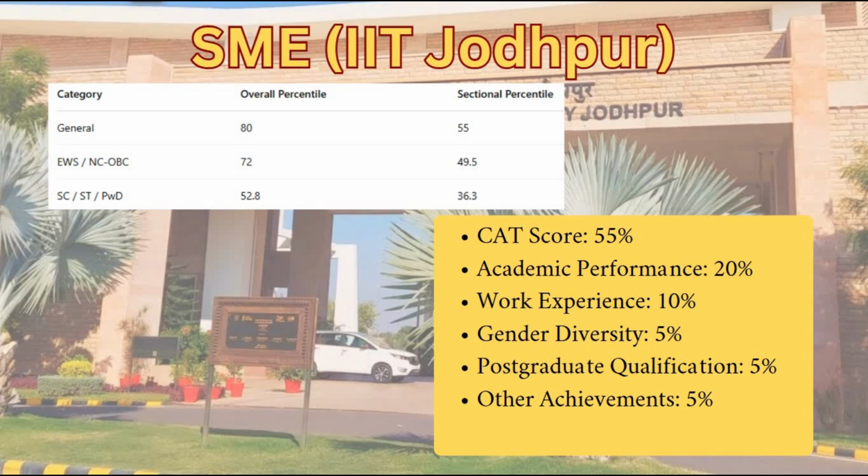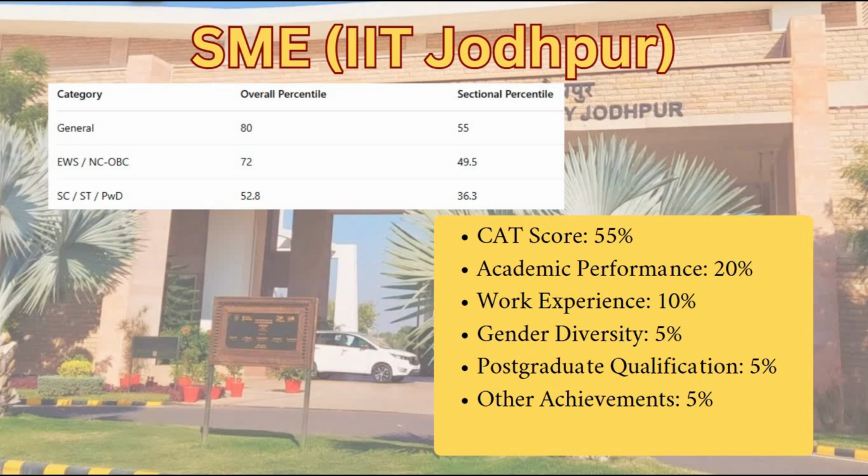So when you are shortlisted for the PI, 55% of your composite score is being taken from the CAT performance, 20% from your academics as in 10th, 12th and graduation, 10% from your work experience, 5% for the gender diversity, 5% for PG qualification, and 5% from other achievements. So you need to mention all your achievements properly as well. The final selection is based on performance in the PI as well as composite score in the first stage, right? There is also an eligibility criteria involved here in Jodhpur.